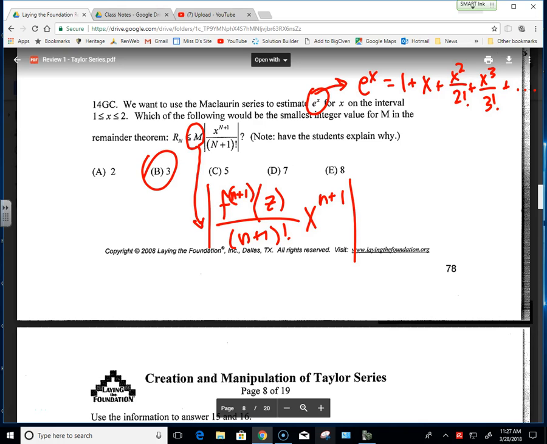But why e squared? I don't know. Because e squared would go up to 8, but it wouldn't go down to 7. But the n plus first derivative is going to be e to the x. We're estimating the smallest integer value for n.